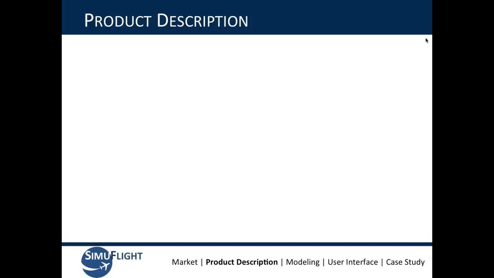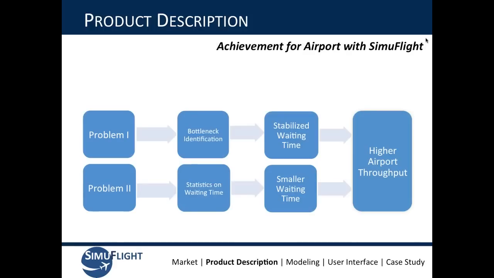As we mentioned before, airports can face two types of problems in their operations. For type 1 problem, airport needs to identify the bottleneck in their system to stabilize the passenger's waiting time. For type 2 problems, airports need to evaluate the statistics on passengers' waiting time to reduce these values. By achieving this, airport managers can obtain their ultimate goal, which is getting a higher throughput for the airport.